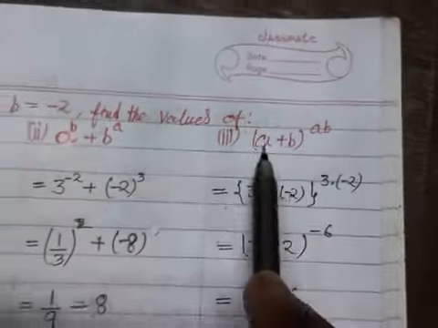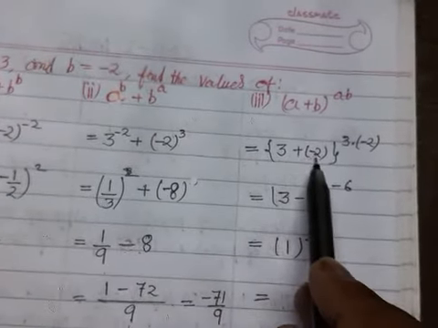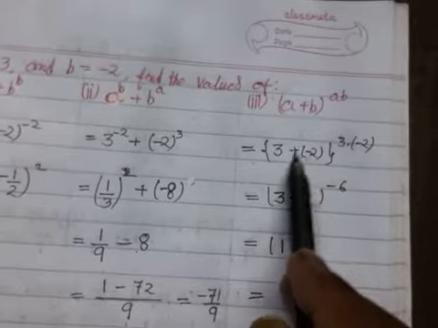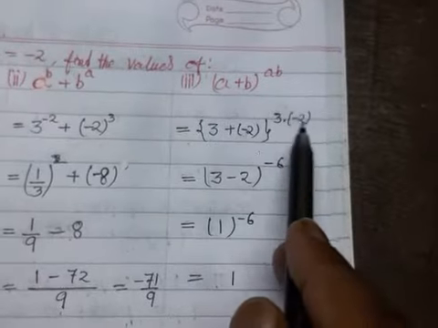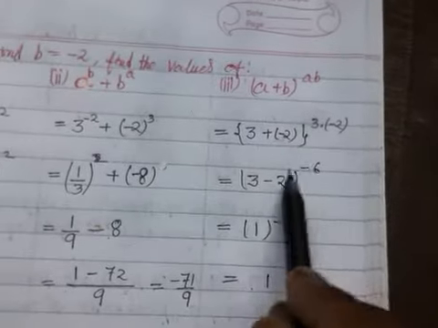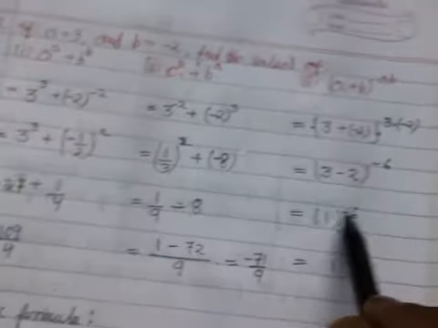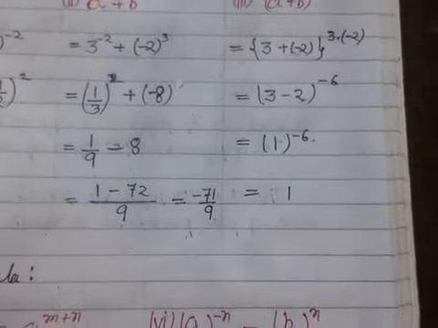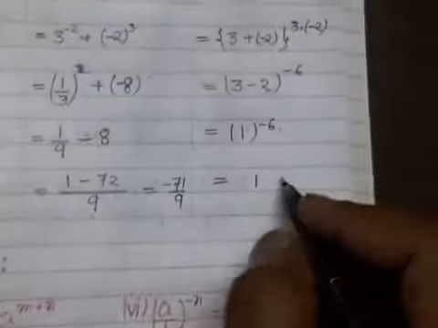This question, a plus b to the power ab. It means value of a is 3 plus value of b is minus 2. So we put it in bracket and here we take second bracket, and a into b means 3 into minus 2, so minus 6. 3 minus 2 is equal to 1. 1 to the power minus 6. Any power of 1 becomes 1. So here the answer is 1.